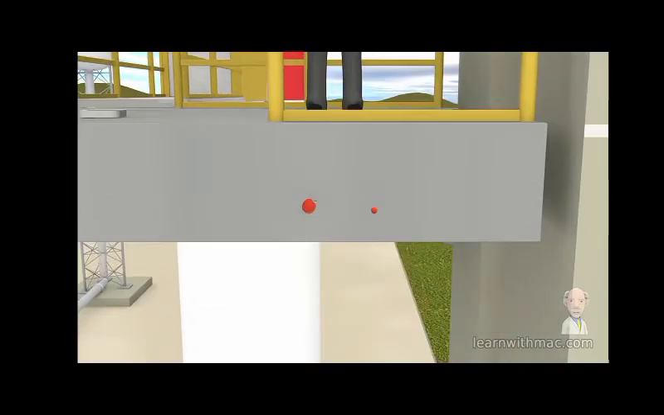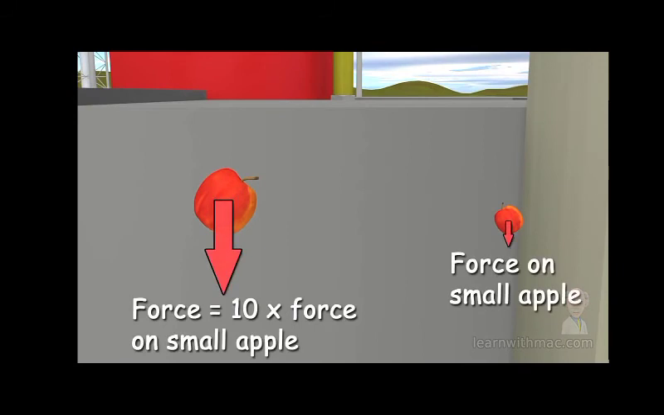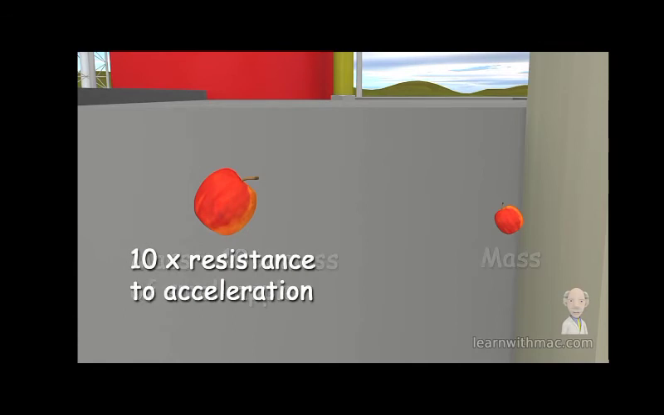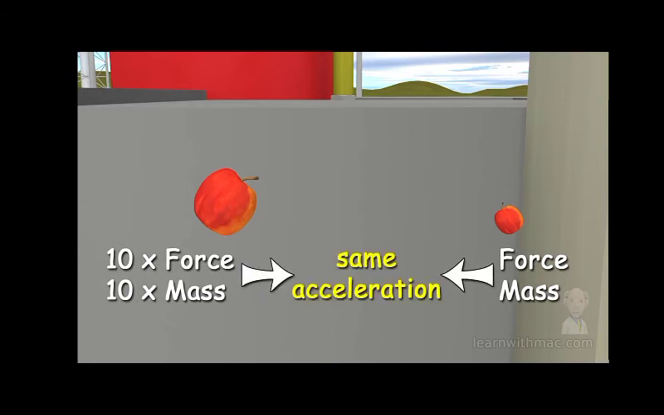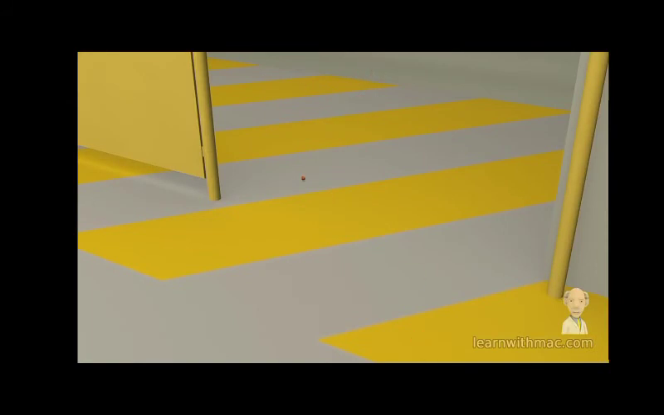Why is that? Well, in the case of the apples, the large apple has a force on it which is 10 times larger than the force on the small apple. So you may think that it would accelerate to the ground faster than the small apple. However, the large apple also has a mass 10 times larger than the mass of the small apple, and it therefore resists the acceleration by a factor of 10 times. The result is that the acceleration of the large apple is not greater than the small apple. It is exactly the same as the small apple, and therefore both apples hit the ground at the same time.